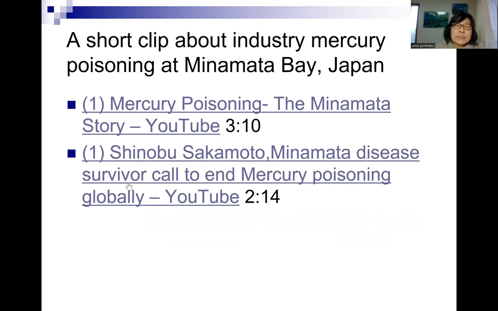She's a Minamata disease survivor, and her mother was pregnant with her when she caught this disease. So even babies in pregnant mothers can catch this Minamata disease.